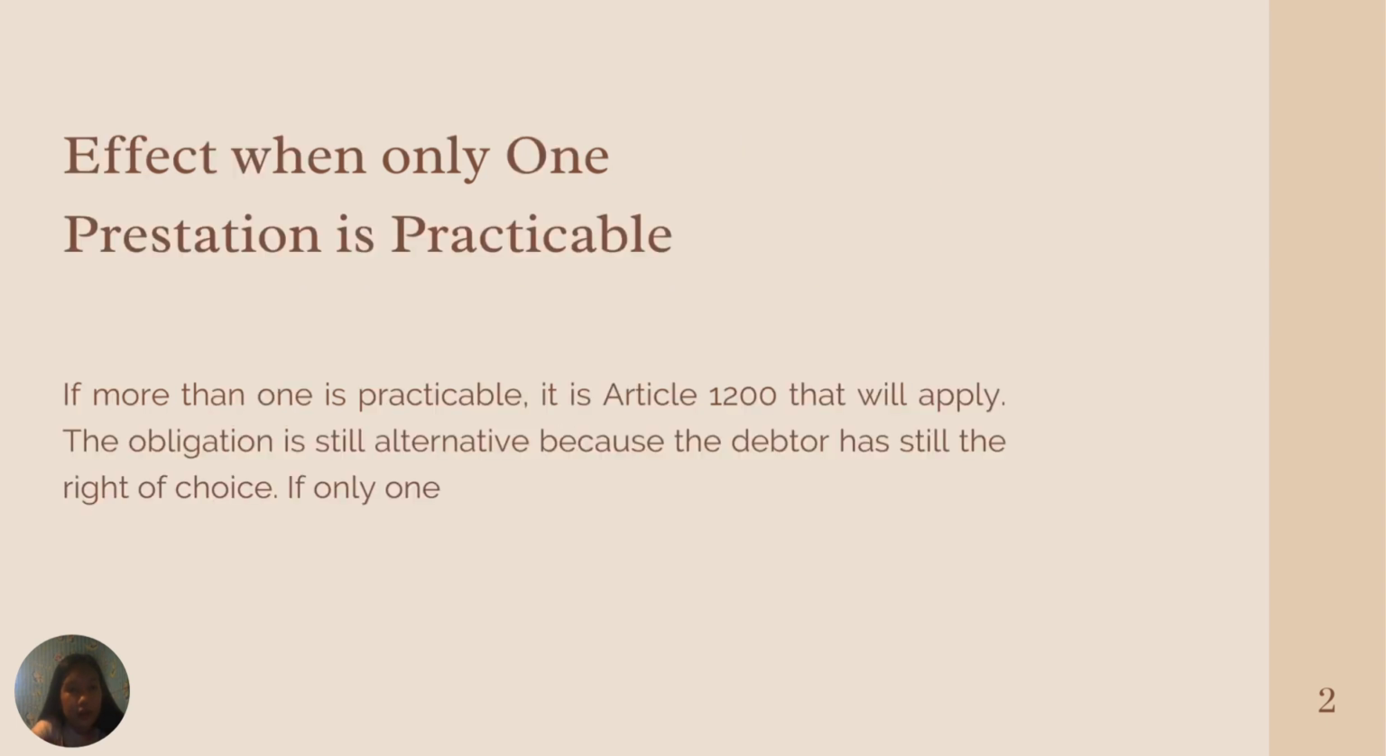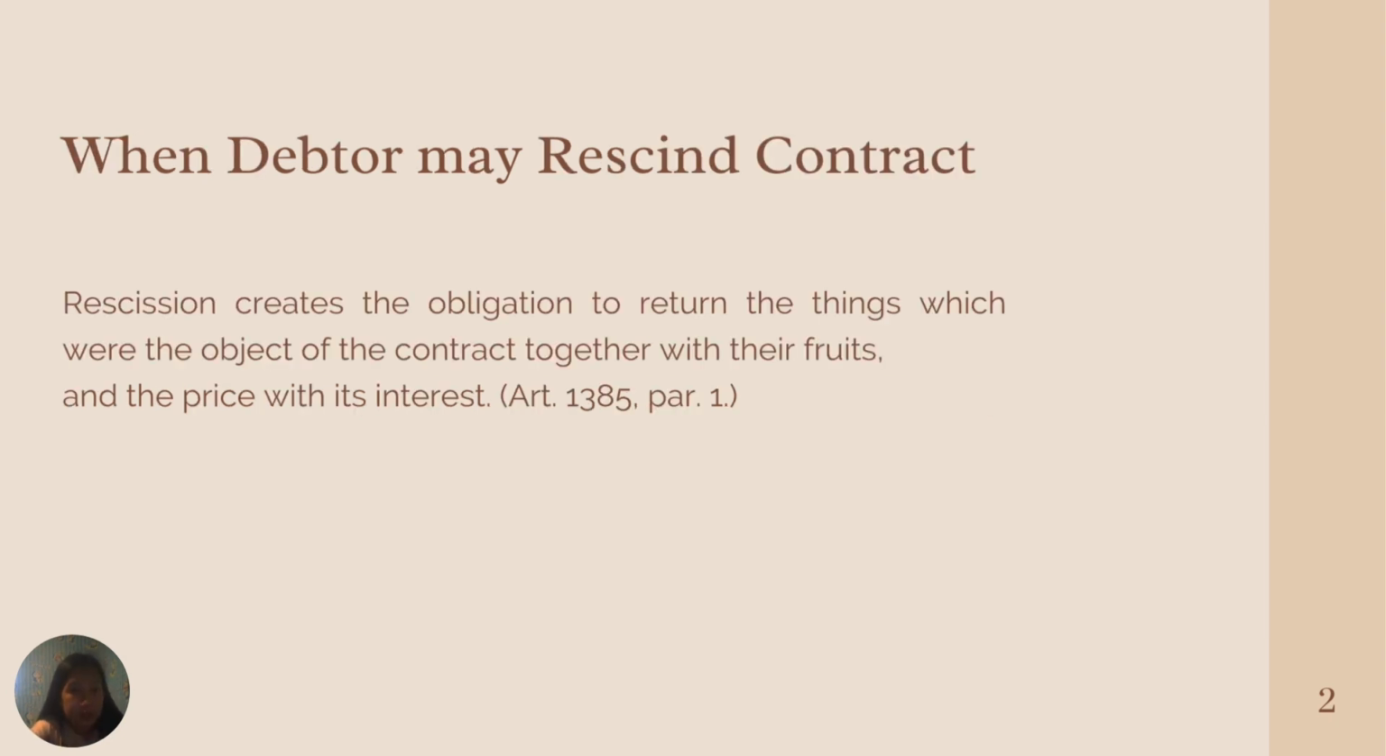According to Article 1203, if through the creditor's act, the debtor cannot make a choice according to the terms of the obligation, the latter may rescind the contract with damages. So when the debtor may rescind the contract, rescission creates the obligation to return the things which were the object of the contract together with their fruits and the price with its interest.